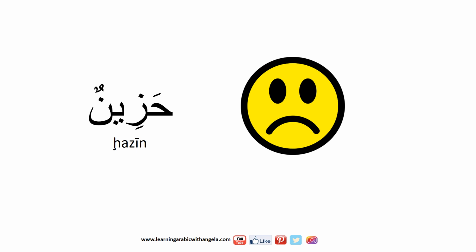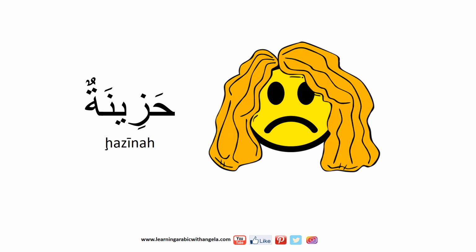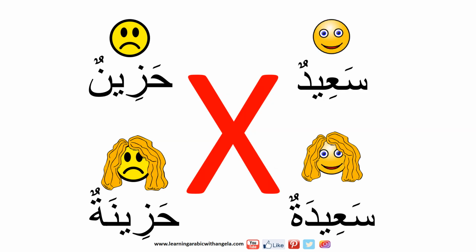حزين. That means sad. حزينة. That means sad. Let's compare them all. سعيد, سعيدة. That means happy in the masculine and the feminine. Versus حزين and حزينة, which means sad.